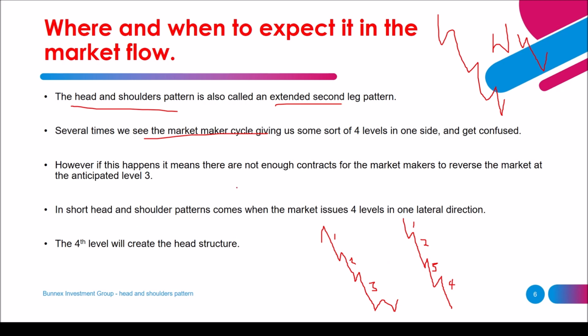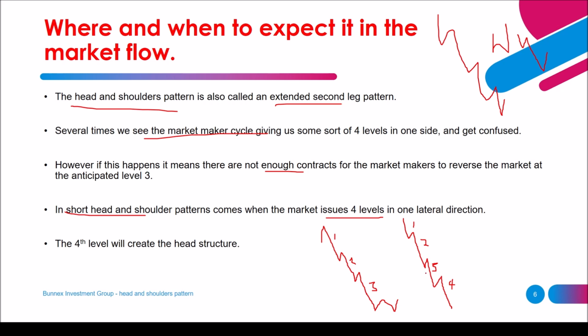However, having 4 levels happens when there are not enough contracts for the market makers to reverse the market at the anticipated level 3. So it's actually not beneficial for them to anticipate and reverse the market at level 3. So in short, the head and shoulders pattern comes when the market issues 4 levels in one lateral direction.